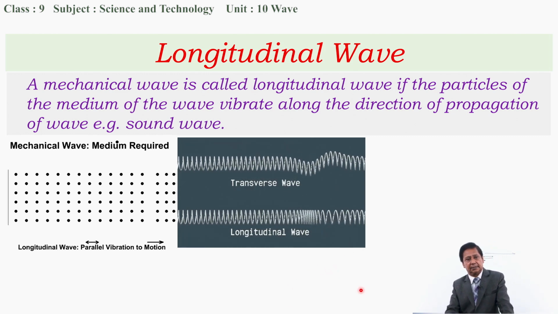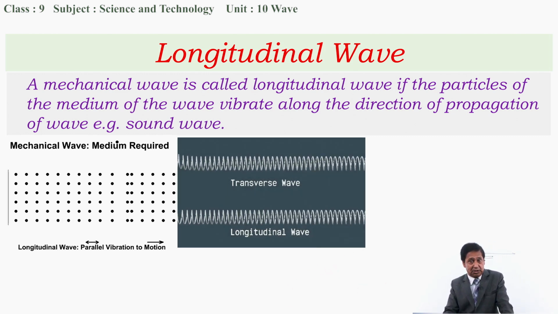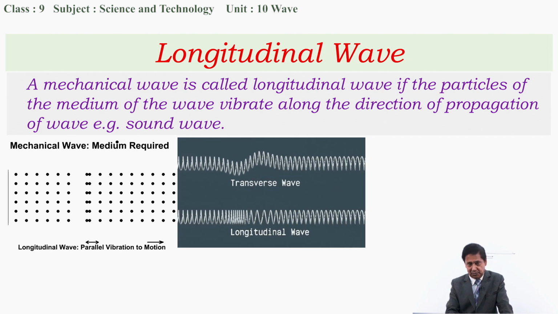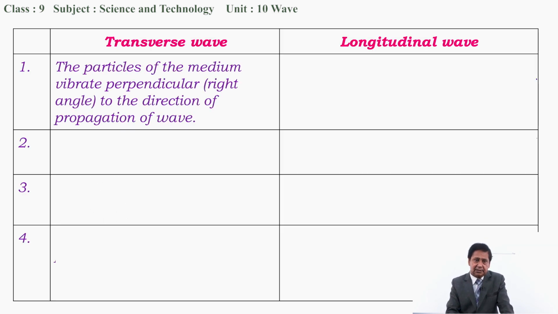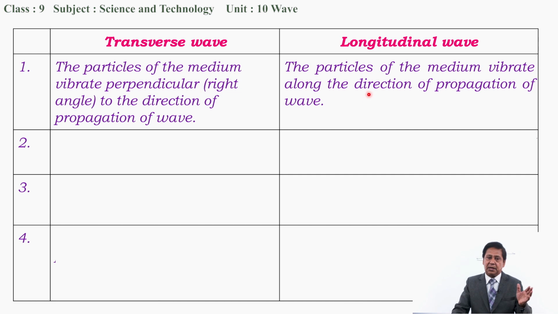Now let's talk about the differences between the transverse and longitudinal wave. The major first difference is certainly the definition. The particles of the medium vibrate perpendicular to the direction of propagation of the wave in the case of a transverse wave. But in the case of a longitudinal wave, the particles of the medium vibrate along the direction of propagation of the wave.